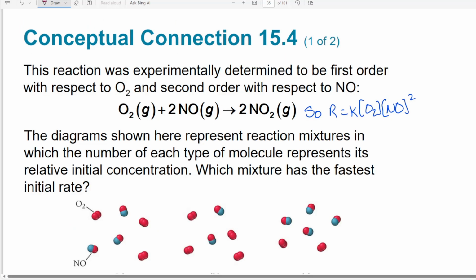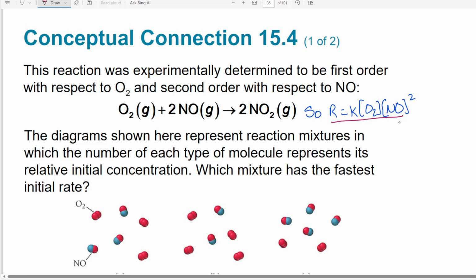So let's consider conceptual connection 15.4. This reaction was experimentally determined to be first order with respect to O2 and second order with respect to NO. So I've written the rate equation here. The diagrams shown here represent reaction mixtures in which the number of each type of molecule represents its relative initial concentration. Which mixture has the fastest initial rate?